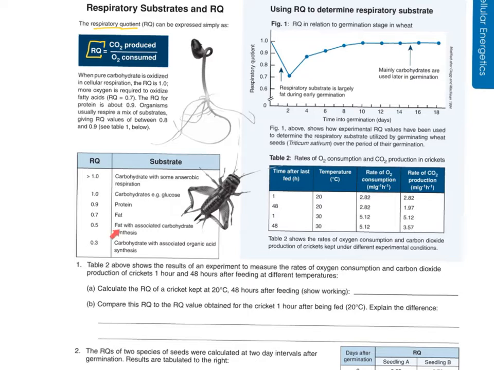Okay? Fat is going to give you a 0.7. Again, you're going to have a lot more oxygen consumed than CO2 you're producing. And carbohydrate associated with organic acid synthesis is really, really small. So you've got a lot of oxygen consumed, not a lot of CO2 produced. So the numbers are really small.